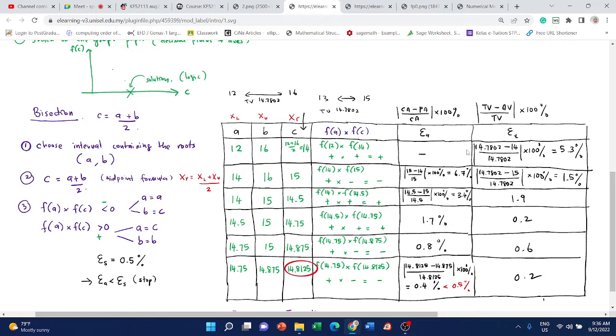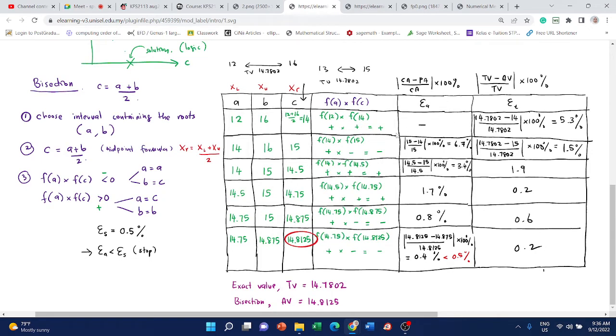The stopping criteria will be based on your absolute error. Basically in this example, there is no need to compute the relative error. Here we just want to show how to apply the basic formula of relative error, so that later on you can compare between the methods to see which method gives more accuracy. For this error, the general formula is given here: current approximation value minus previous approximation, divided by current approximation. Consider everything in modulus, which means a positive value, times 100%.